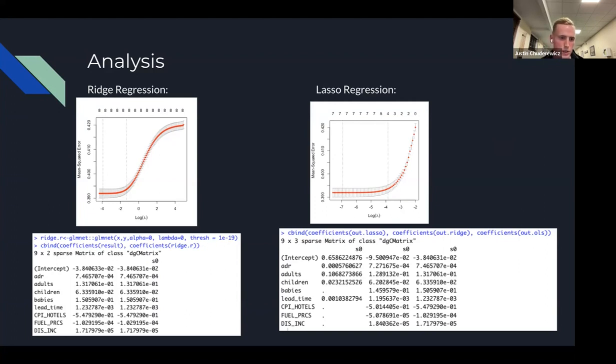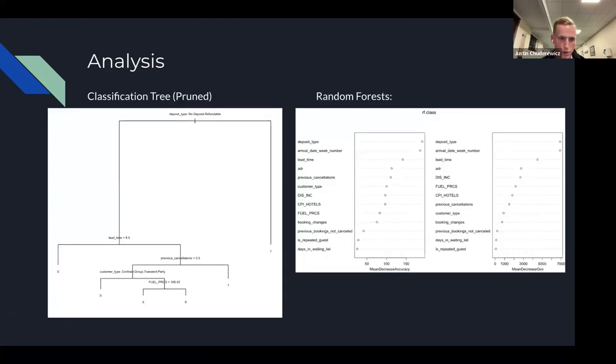For our classification tree, we used 13 variables to build the tree. We found that deposit type was the most important predictor, followed by lead time, followed by previous cancellations, consumer tips, and fuel prices. And in building our random forest, we included the same 13 variables. We found that the most important variables were deposit type, arrival date, lead time, ADR, and the predictor distinc.